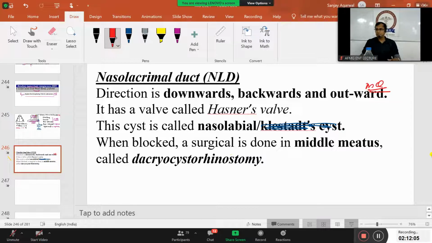Then there is a valve called Hasner's valve. Again, you know the name. Important name, Hasner's valve. The cyst is called nasolacrimal cyst.